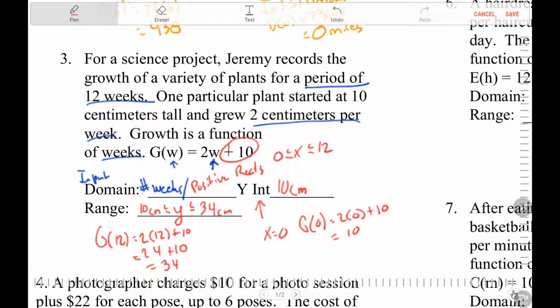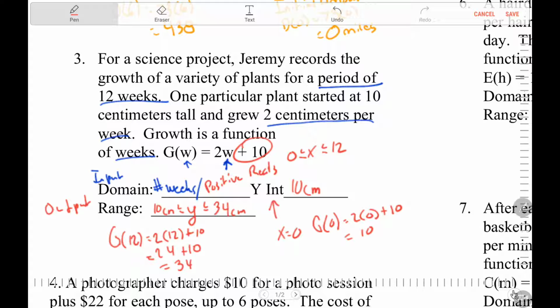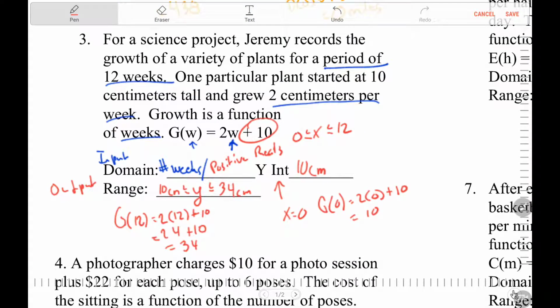So remember, input, how many weeks go by? As the weeks go by, what's your output? How much bigger is it getting? So before this gets too long, I'm going to stop it there. If you have questions, let me know. Check the key. But other than that, just remember that domain is your input, range is your output. Know what each one is in words. Oh, the range is the height of the plant, because it depends on how many weeks have gone by.